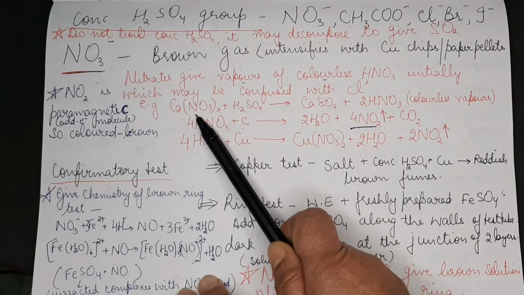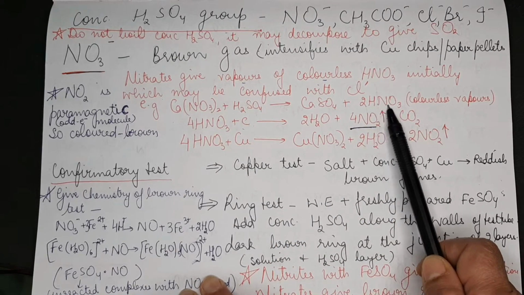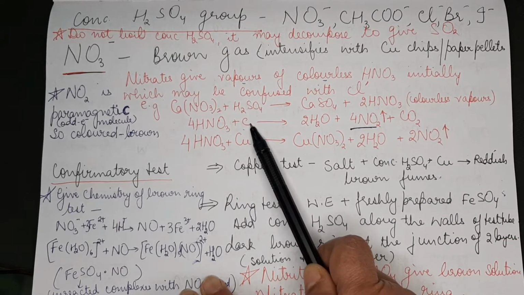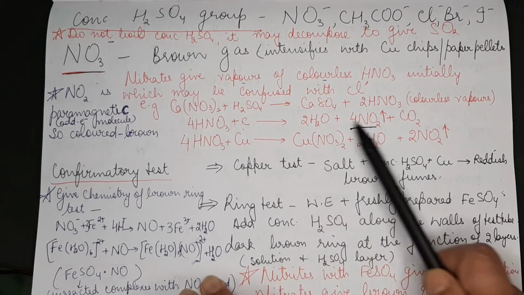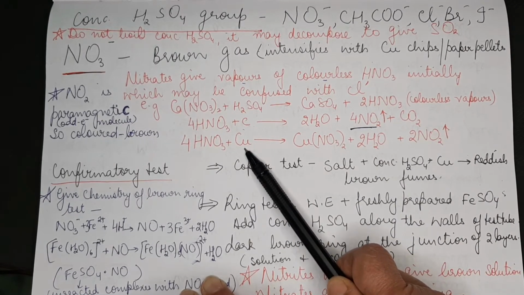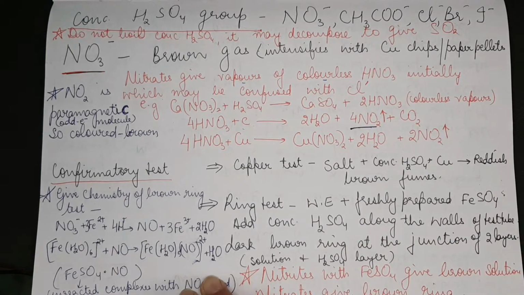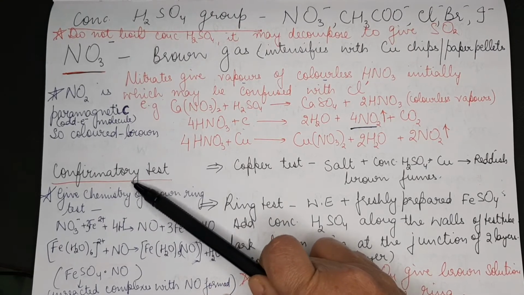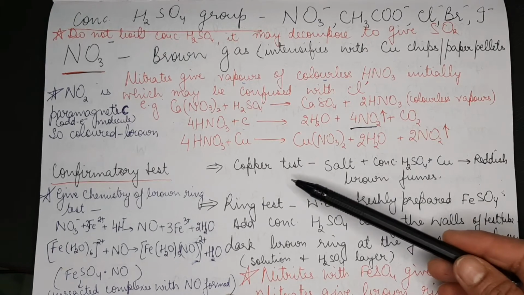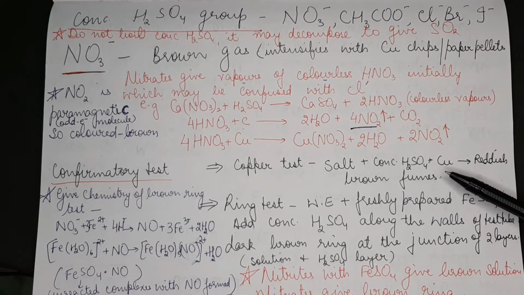And the reactions involved: calcium nitrate with concentrated sulfuric acid is going to initially liberate nitric acid, colorless vapors, which with carbon, which is a reducing agent, is going to reduce this nitrate to NO2. And in case we use copper, copper is also acting here as a reducing agent, reducing nitrate to NO2. So what is the confirmatory test for nitrate? Copper test, that is the same as we've done here. When you add salt, concentrated sulfuric acid and copper pellets, reddish brown fumes are observed.